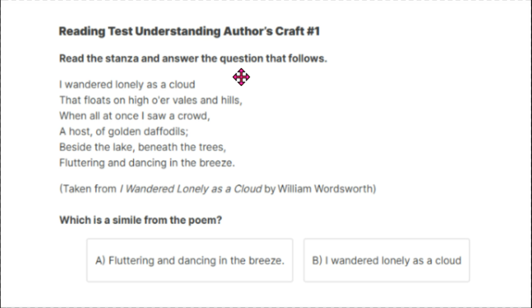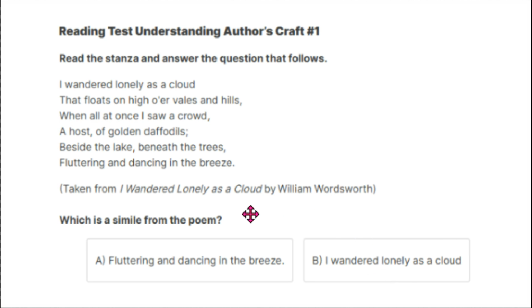So this stanza was taken from a longer poem called I Wandered Lonely as a Cloud, which was written by the author William Wordsworth. Our question we're answering is which is a simile from the poem? We have two answers. A, fluttering and dancing in the breeze, and B, I wandered lonely as a cloud.